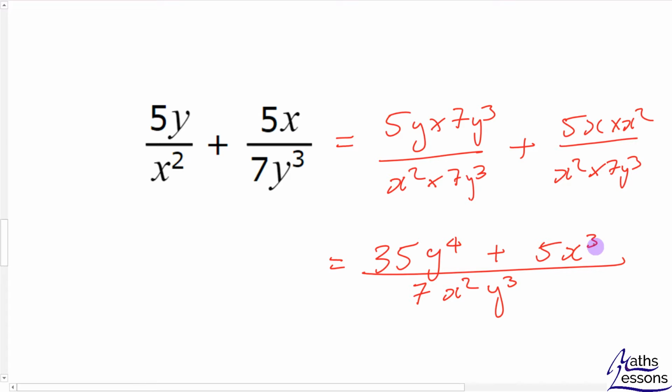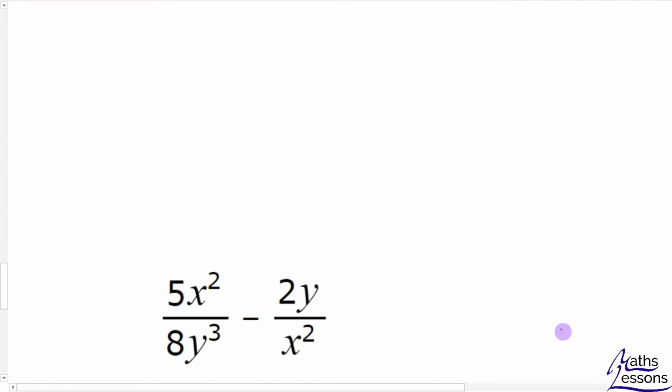So we've now managed to add those two fractions together. Possibly could take out a factor of 5, doesn't really help. Leaves you 7y to the 4. There's nothing really we can cancel down. There's no common factor top and bottom. Okay, so again we can't cancel. So that's probably the best form for a simplified answer.